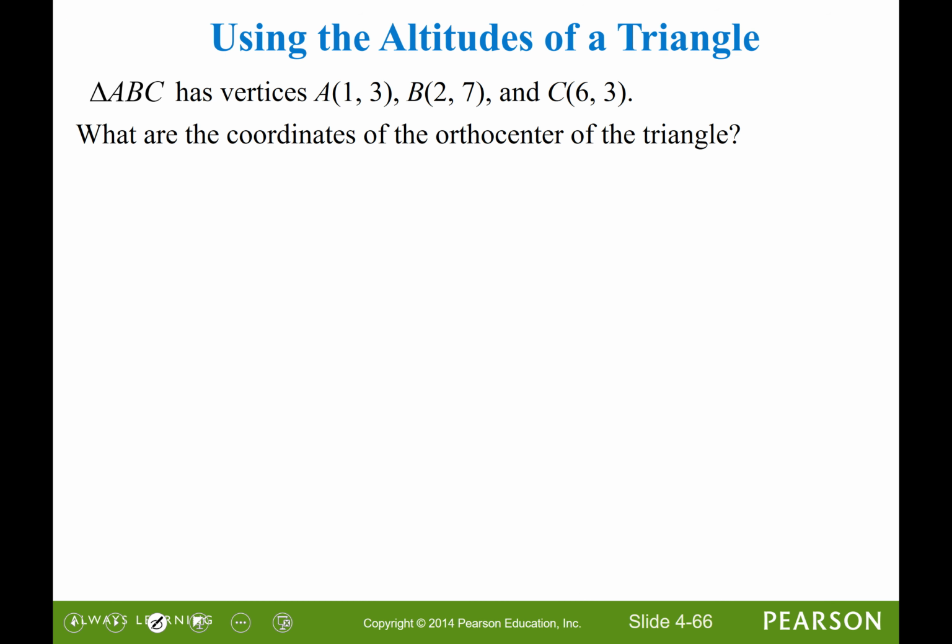Using the altitudes of a triangle. So let's say we have triangle ABC. Vertices are at (1, 3), (2, 7), and (6, 3). What are the coordinates of the orthocenter of the triangle? Okay, so practice your graphing skills. If you haven't graphed in a while, pause this video and set up your rectangular coordinate system. Plot those 3 points, connect the dots so you can see triangle ABC.